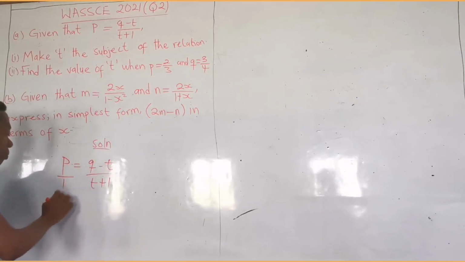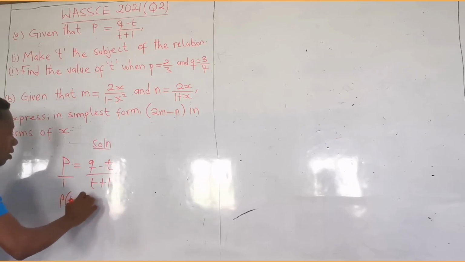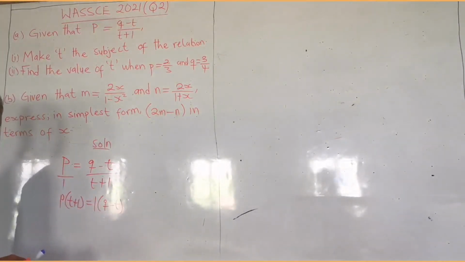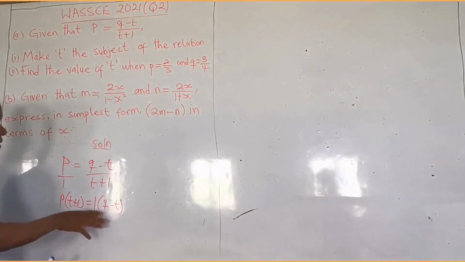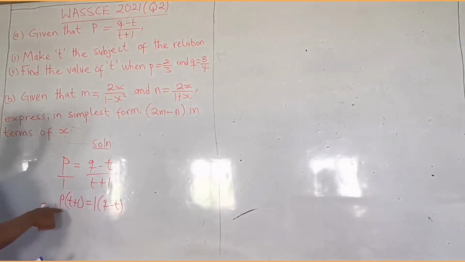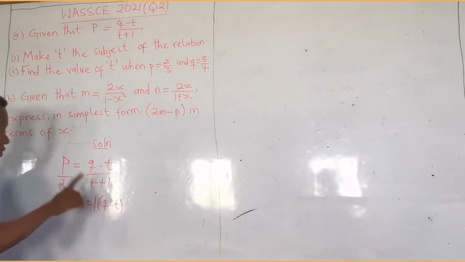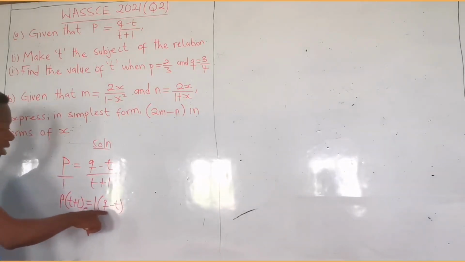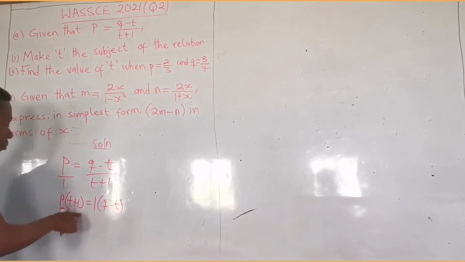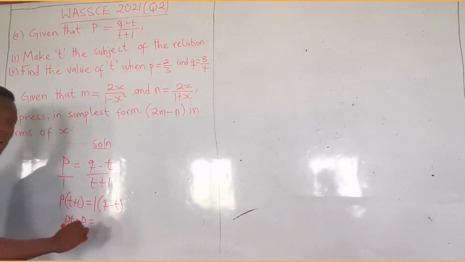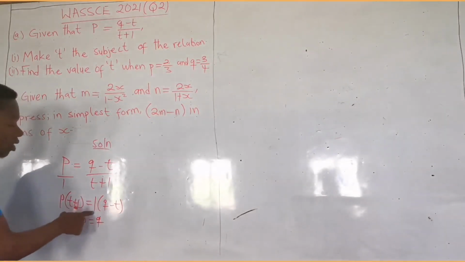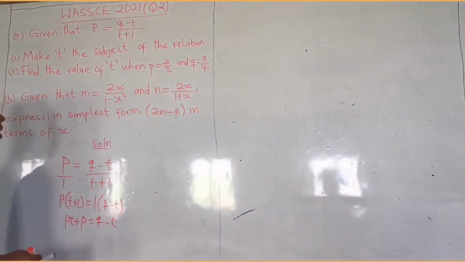So it becomes P into bracket T plus 1, then 1 multiplied by Q minus T. Up to this stage, what you need to do is to expand the bracket. You multiply the P by T, you multiply the P by 1, and you do the same on your right hand side: you multiply 1 by Q, and 1 by negative T. So it becomes PT plus P, then Q, then negative T. All that is clear.